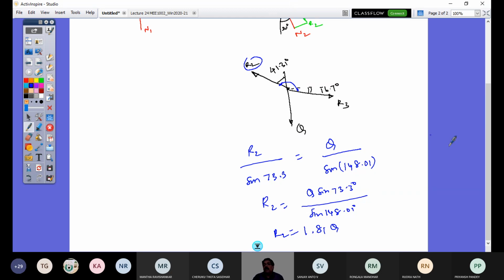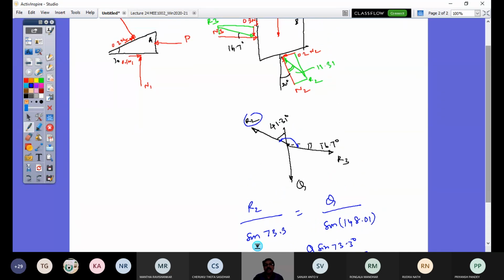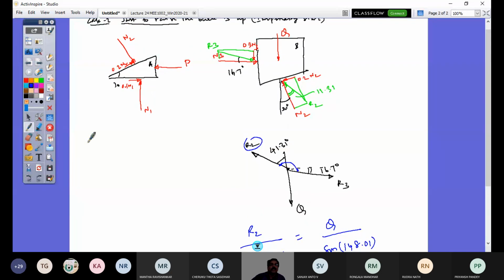So now, as we have done in the previous case, I can again move back to this wedge and represent that as a 3-force equilibrium. This kind of problem can be asked in the examination. So I have here R2. R2 direction is to the vertical: this friction angle, 11.31 degrees, plus this slope, 30 degrees. So that is 41.31 degrees to the vertical.